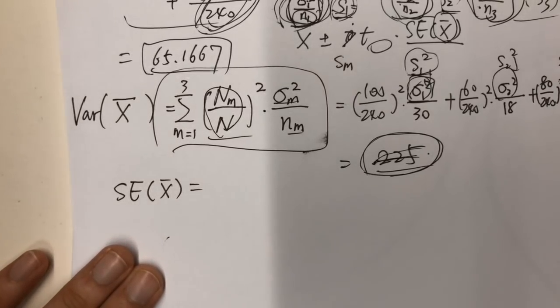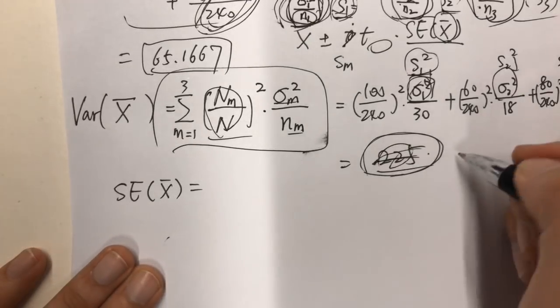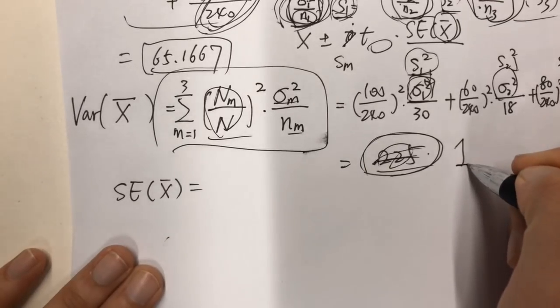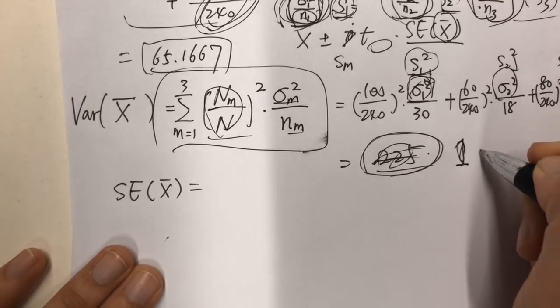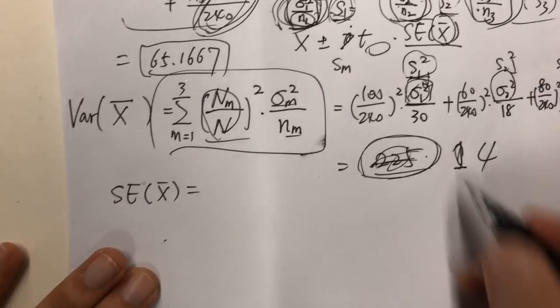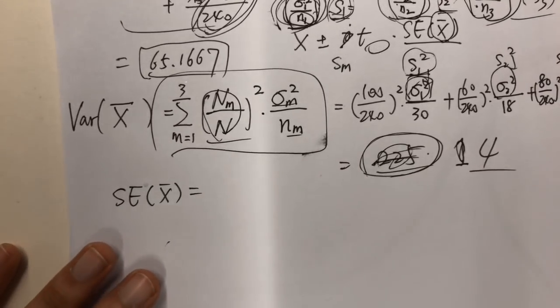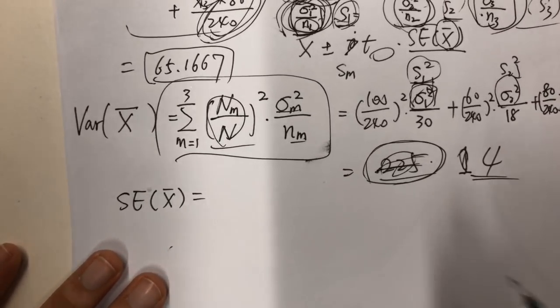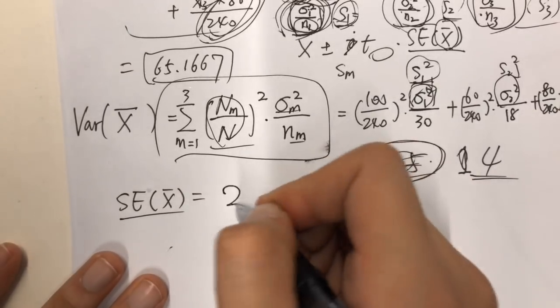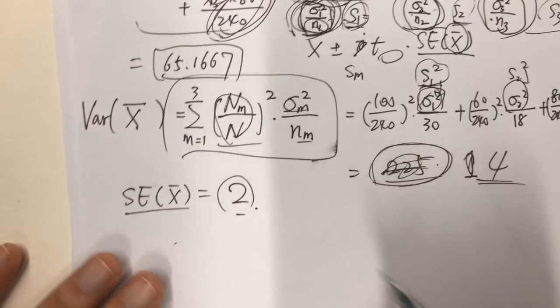If it is over 240, square root of it. Let's suppose the variance is just 4, okay? The variance is just 4, all right? So if the variance is 4, then the standard error should be 2. So the standard error of X bar is 2.